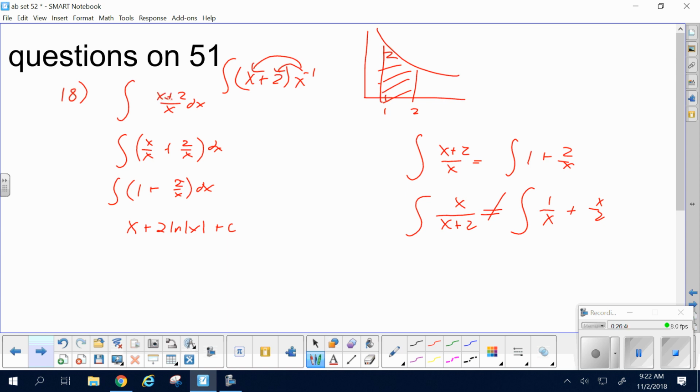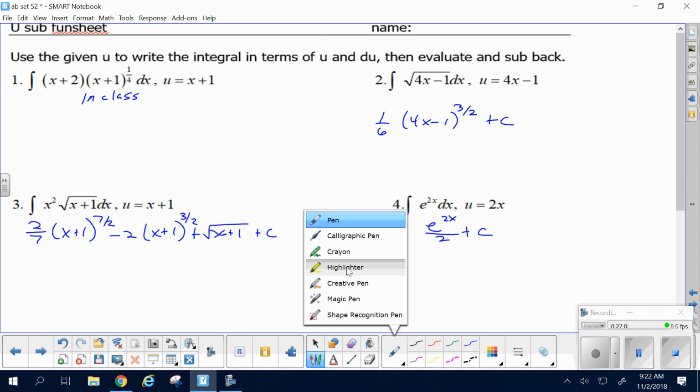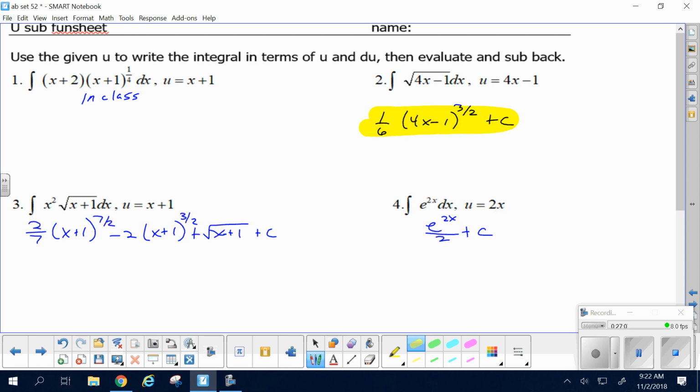Any other questions on set 51? Okay, all right, let me at least give you some advice and check your answers on the u-sub fun sheet, and if you feel like, all right, I want to go back and rework it, fine, but here are my answers to the fun sheet. Some of you are in the 7th hour, so you already know if you did that well, but number 1 we did in class. Number 2, they told you what the u-sub was, so I'm not going to bother with that, but that's my answer: 1/6 times the quantity 4x minus 1 to the 3 halves plus C.